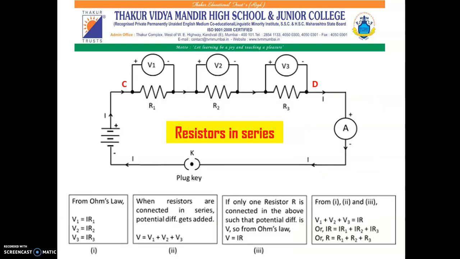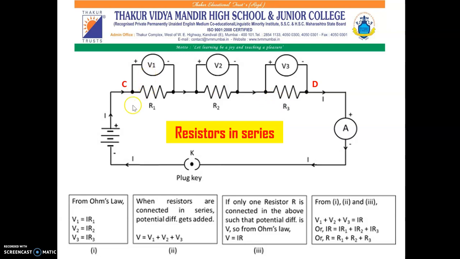Resistors in series. As shown in this circuit diagram, there are three resistors R1, R2 and R3. They are connected so that they follow one after the other in a single line. So, these resistors are said to be connected in series. In such an arrangement, the same current will flow through each resistor. But the potential difference across the three resistors will be different.